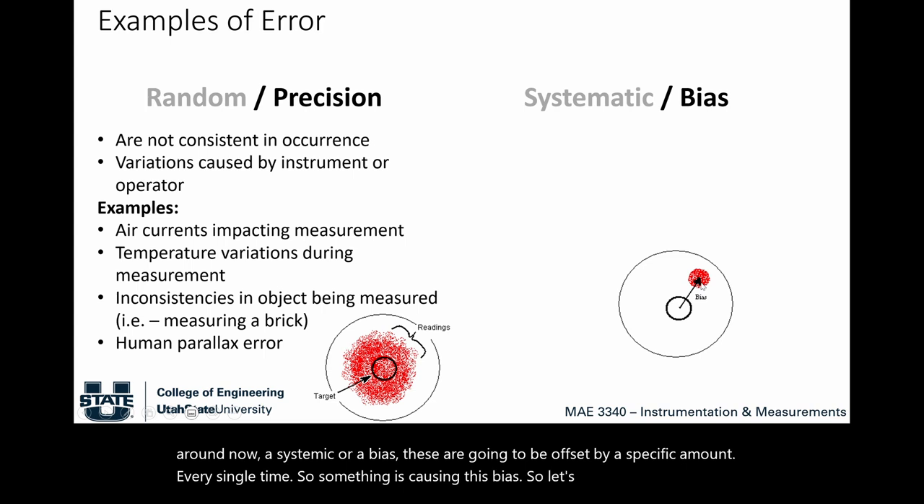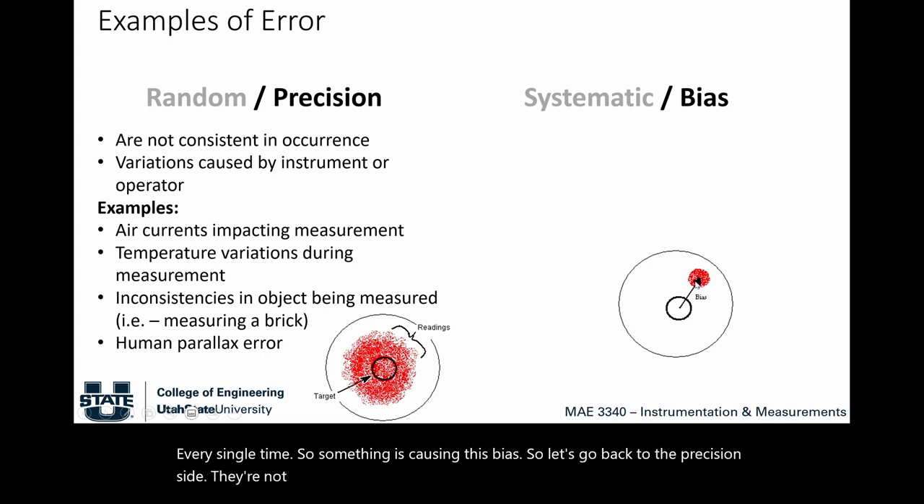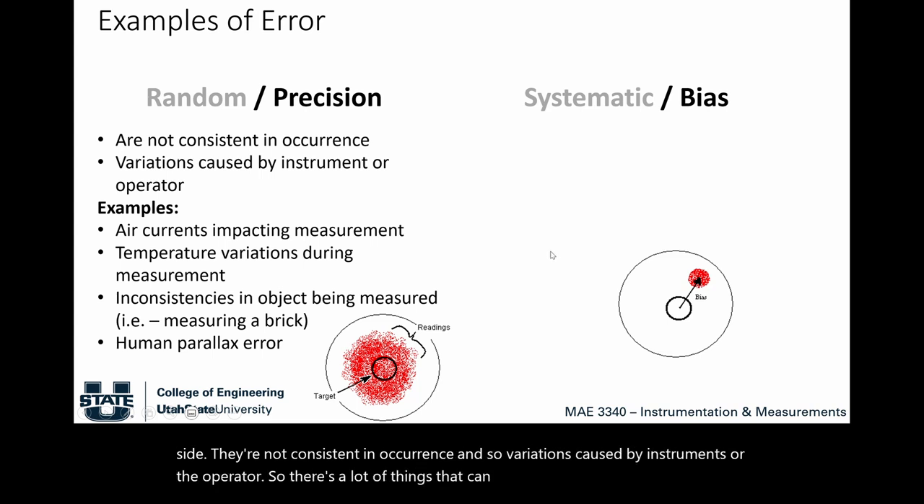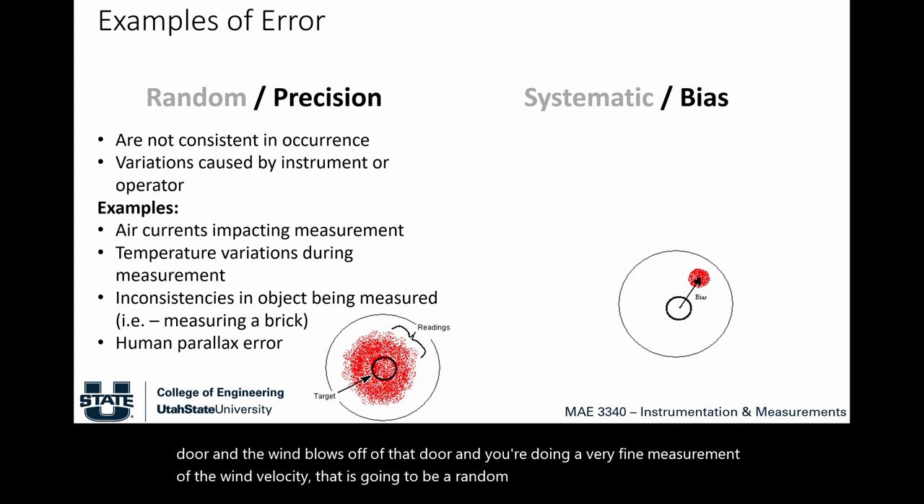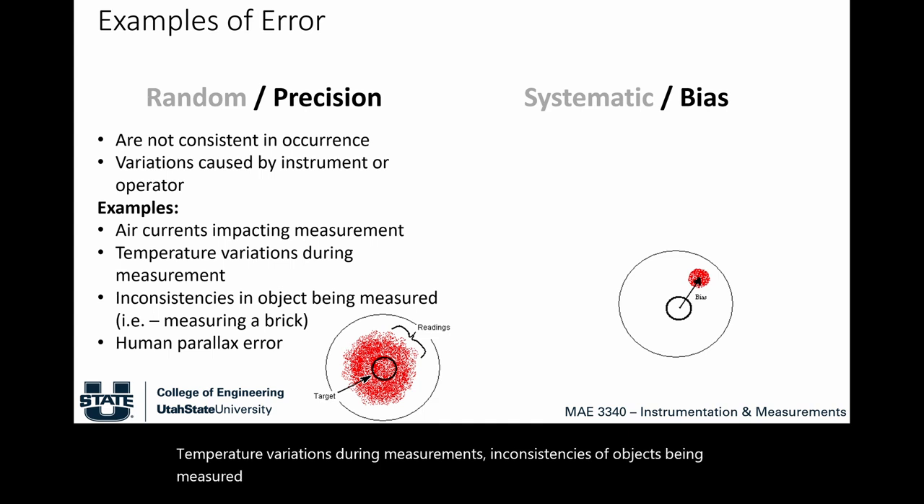So let's go back to the precision side. They're not consistent in occurrence. And so variations caused by instruments or the operator. So there's a lot of things that can cause random or precision error. And some of those examples would be like air currents. So if somebody opens the door and wind blows off of that door and you're doing a very fine measurement of the wind velocity, that is going to be a random event that causes a change. Temperature variations during measurements, inconsistencies of objects being measured. So like if you picture measuring a brick, it's not going to be uniform along the side. And so if you measure it in a bunch of different locations, you're going to have different thicknesses or measurements that you take.